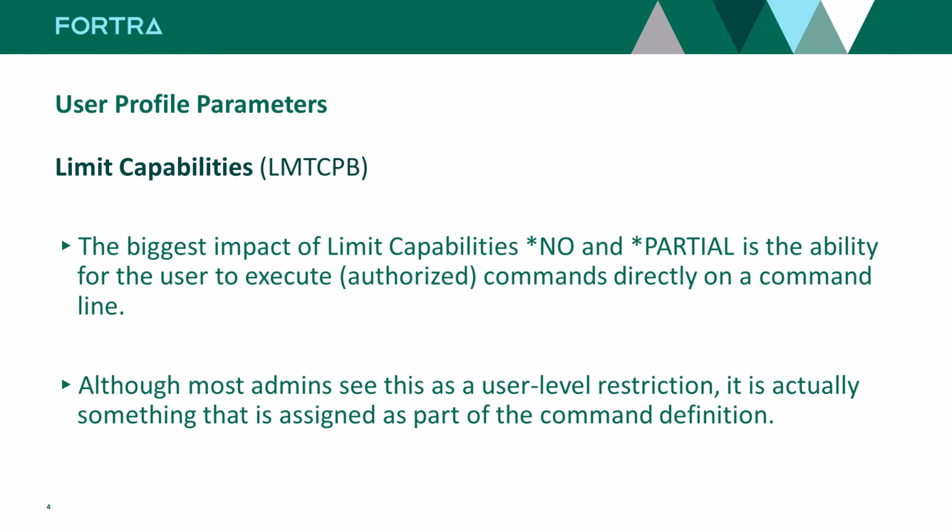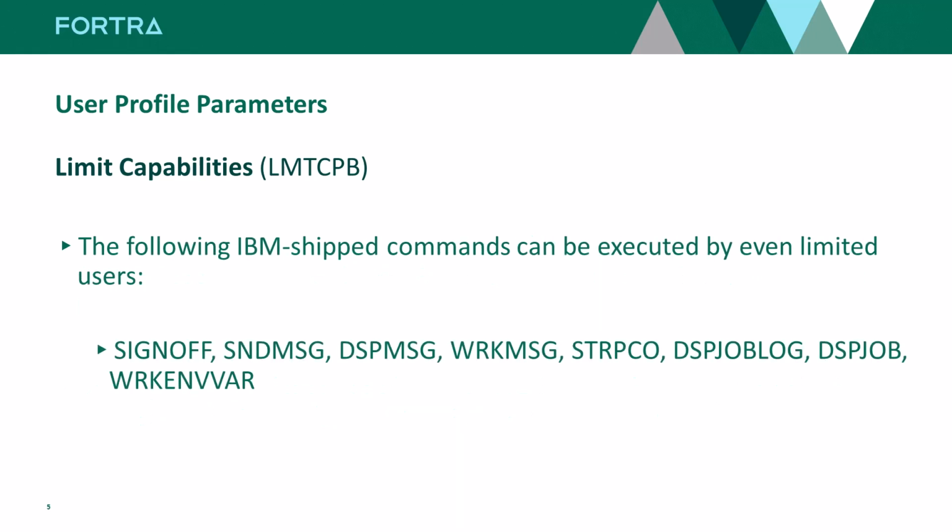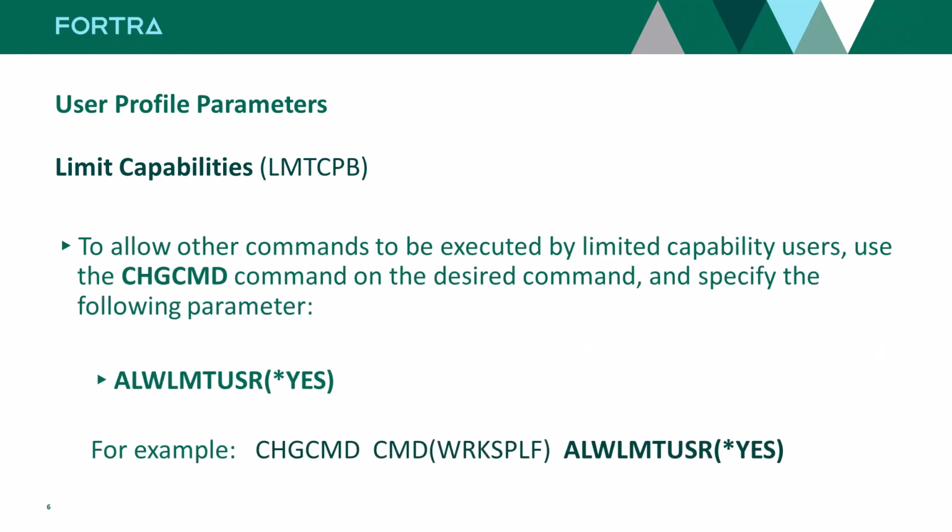There are shipped commands that by default, even a user with limited capabilities of yes, having no command line access, can still utilize. The sign-off command, display message, work message. We're familiar with all of these, and users can execute those commands on a command line even without command line authority. The way that they are able to do this is with the change command and setting the attribute of the command to allow limited user yes.